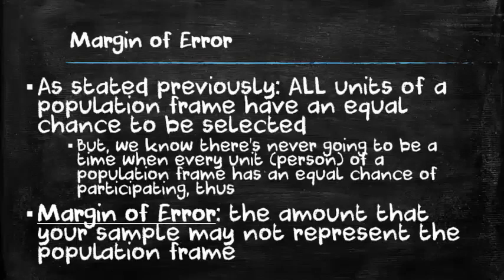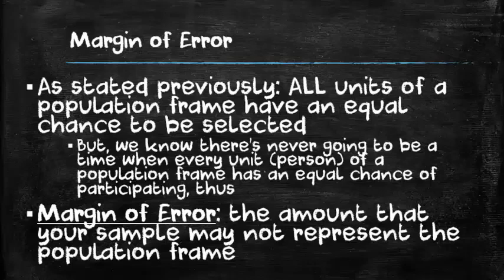Now, another important concept when we're talking about population frames and representation is margin of error. Now, I don't want to turn this into a statistics course, but we do have to understand in a basic kind of way the term margin of error. So, all units of a population have an equal chance to be selected if we're going to get a random sample that we can say represents that larger population frame.